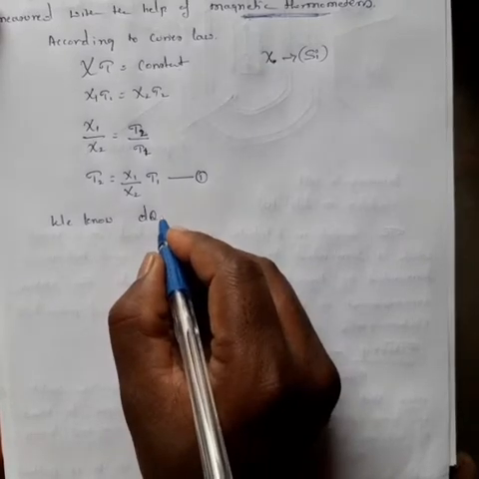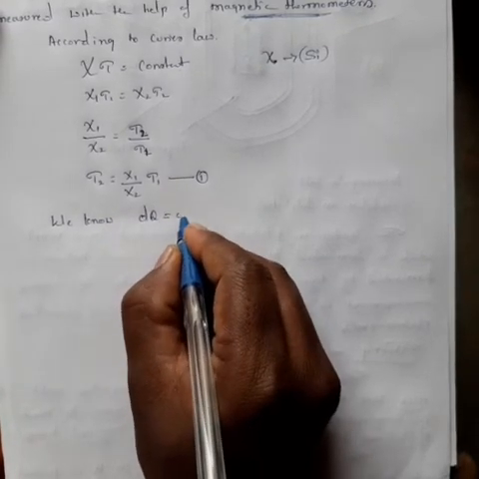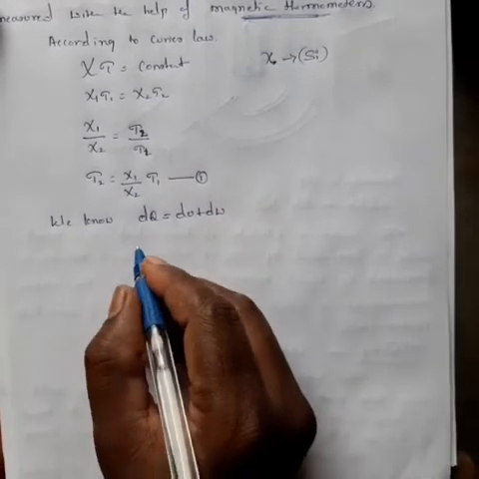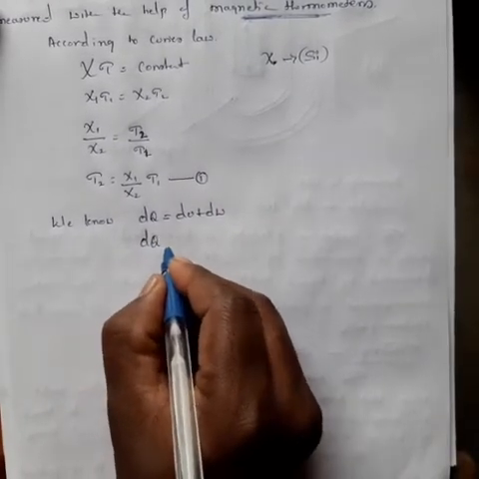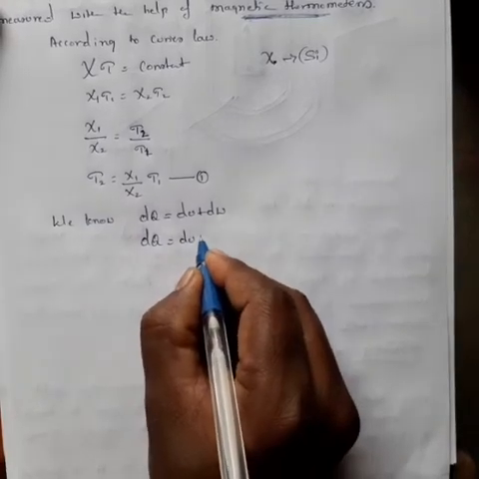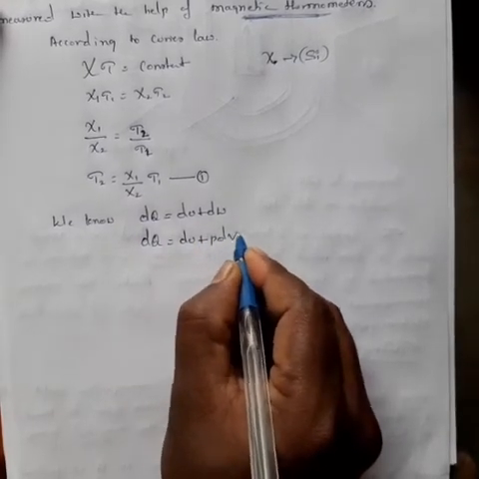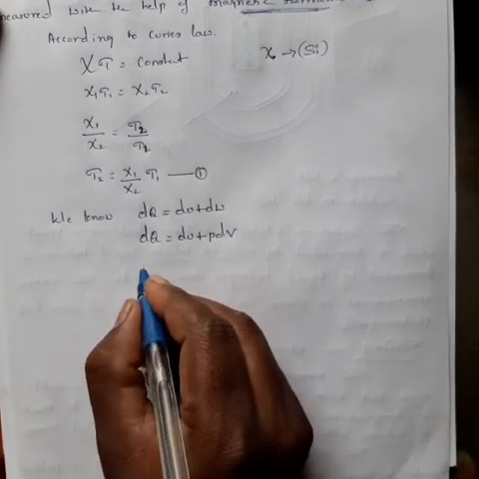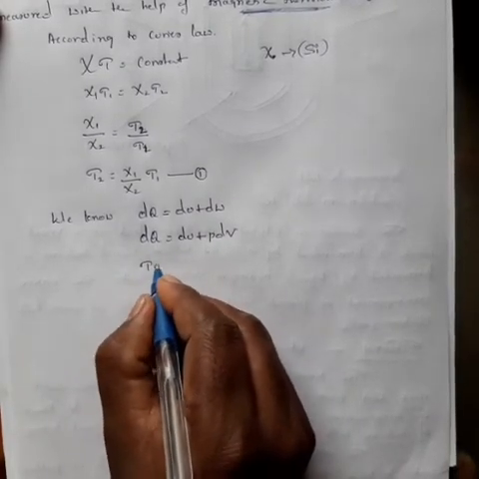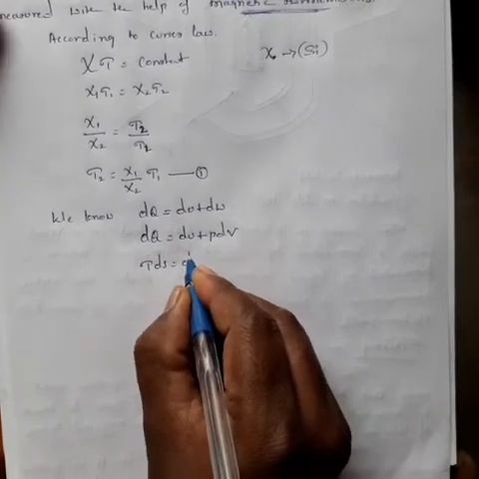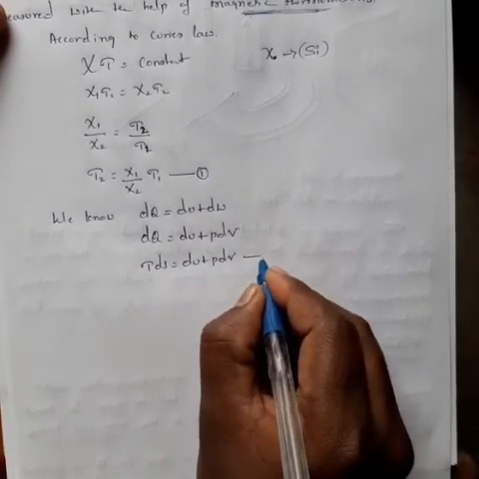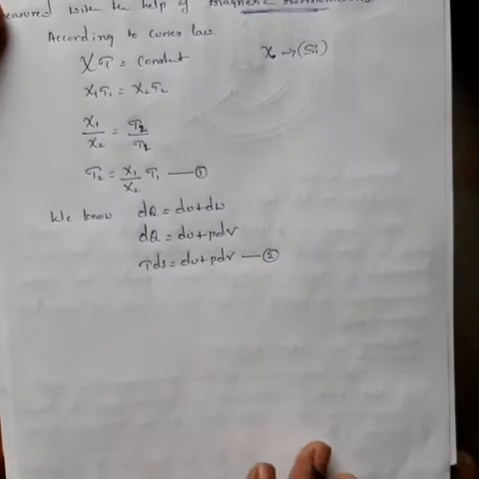From the first law of thermodynamics, dQ is equal to dU plus dW. This can also be written as dQ is equal to dU plus P dV. Now from the second law of thermodynamics, dQ can be written as T dS is equal to dU plus P dV. Let us consider this as equation number 2.